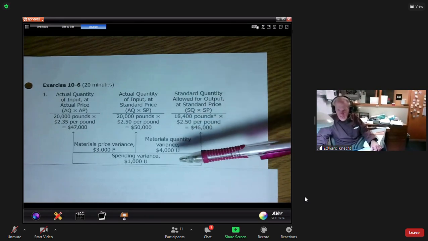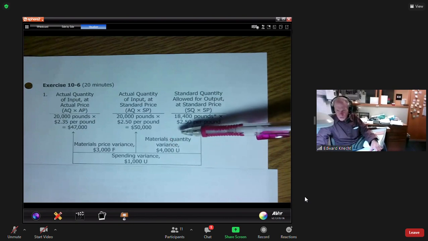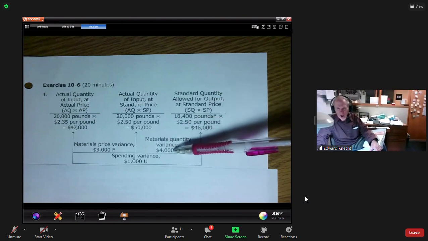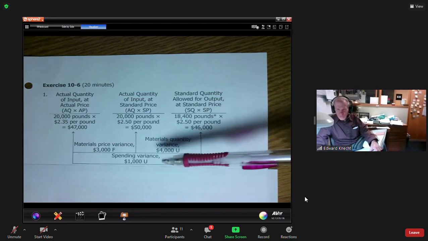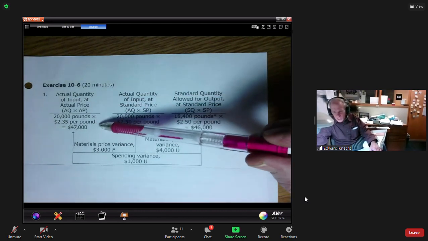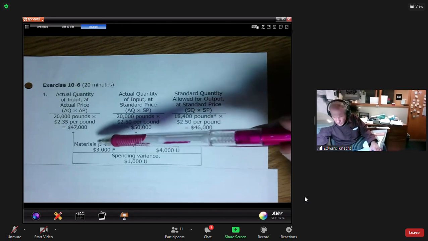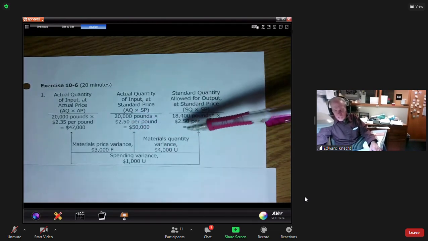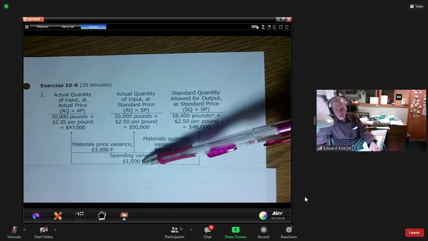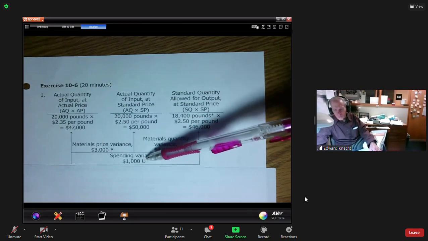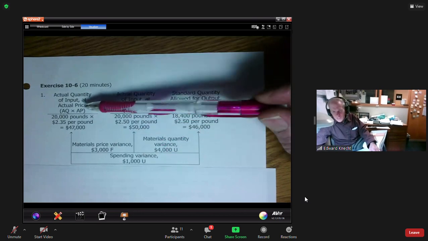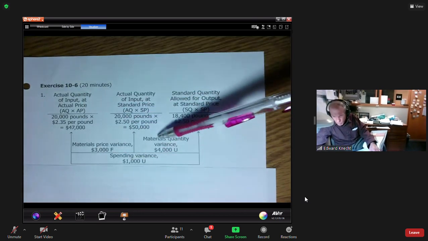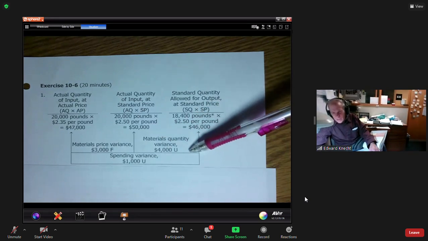But by breaking it down, we really see where our problem is. We're using way too much. Now the question is, why are we using way too much? Well, maybe it's because the ingredients in this lower quality material requires us to use more of it. So we might have saved money buying it at a lower price, but we had to use much more than what the standard says we should have used. So we ended up with a net $1,000 unfavorable. If we paid the $2.50 and got the better grade materials, maybe we would have met the quantity variance.